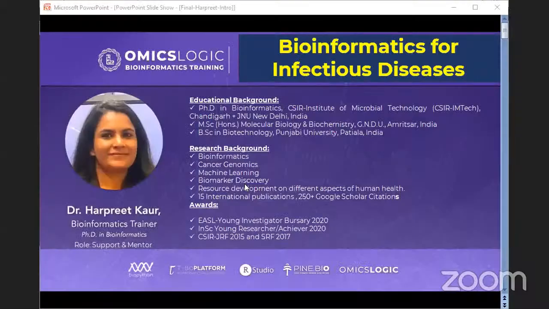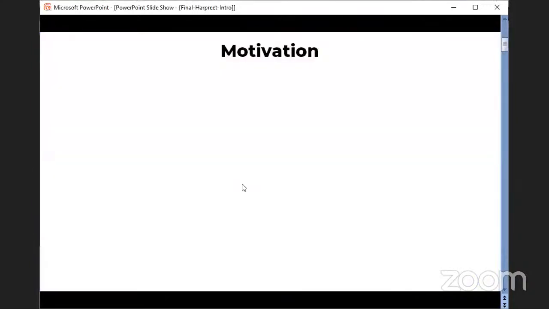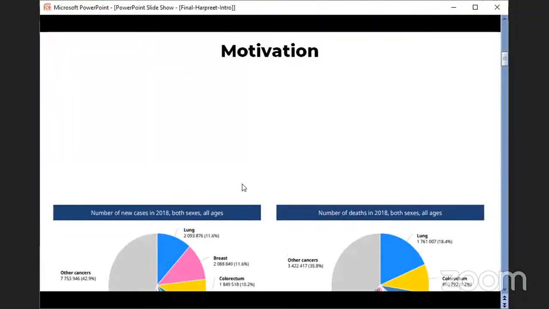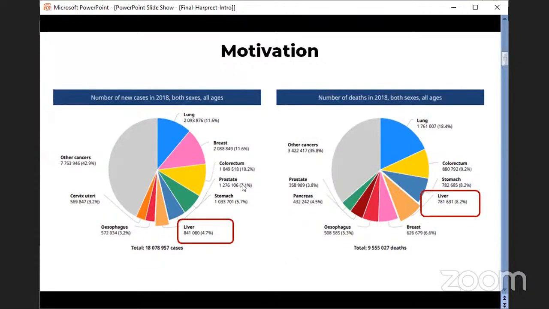So, hello everyone. My name is Harpreet Kaur and I have a PhD in bioinformatics. During my doctoral research, my focus was on biomarker discovery for the diagnosis and prognosis of liver cancer. What inspired me to take liver cancer as my doctoral research topic is the high mortality rate of this malignancy and the lack of a precise biomarker that can help diagnose liver cancer at an early stage.